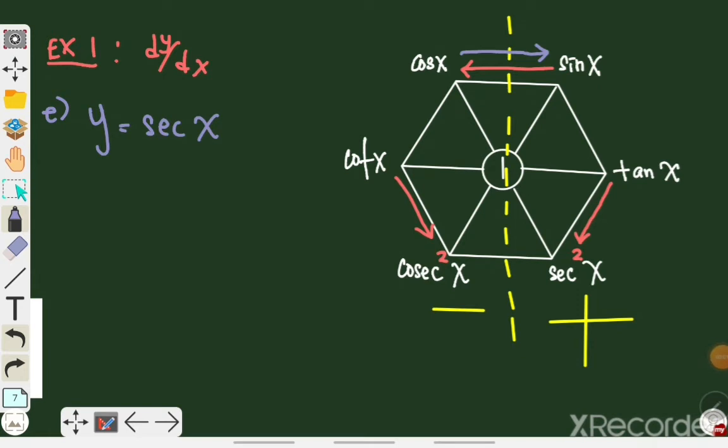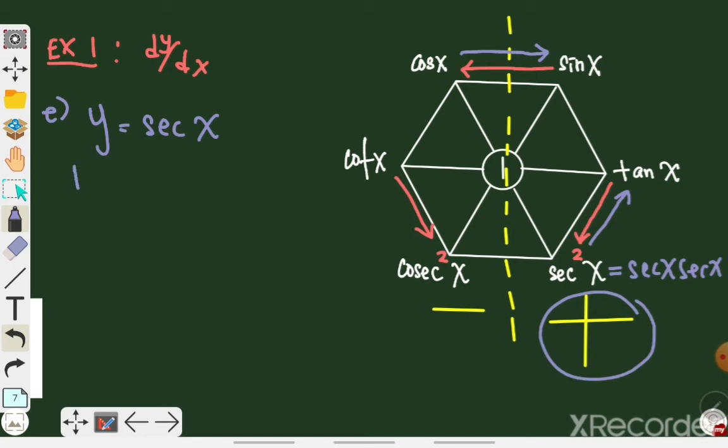Now, let's differentiate secant x. Remark here: for secant x, we have secant to the power of 1, but from this hexagon you have secant to the power of 2, so we can have secant x times secant x. Alright, let's flip back this arrowhead. To differentiate the secant x, you have tangent, and these are at the positive side.